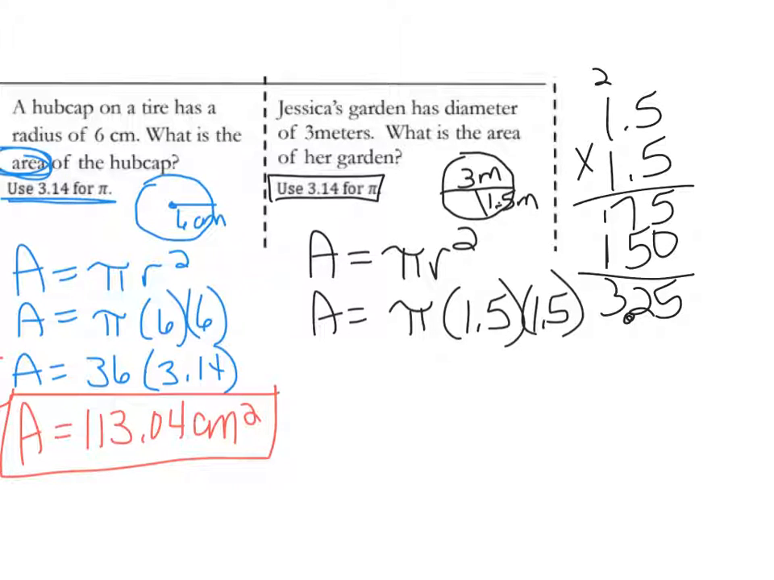So A equals 3.25. I think that's correct. No, sorry, it's 2.25, not 3. See, you guys don't even correct me. Sorry. Times 3.14. So now I'm going to go ahead and multiply that. So I'm going to move this up.